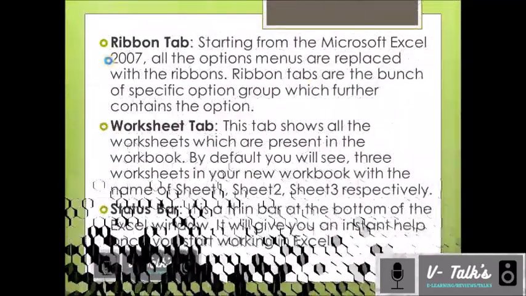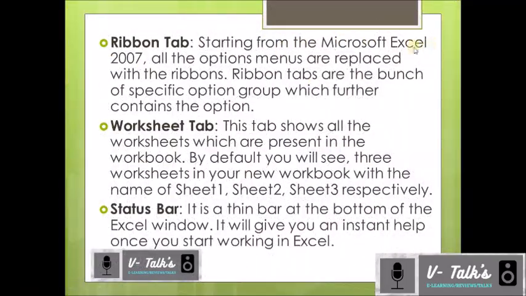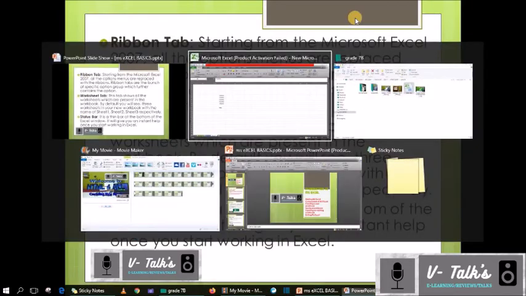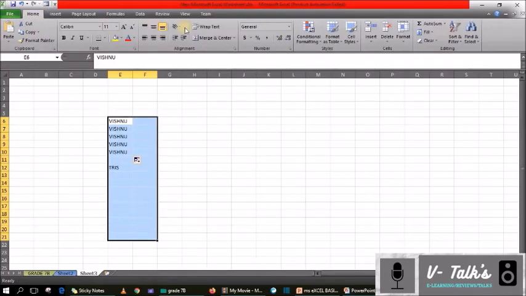Next is ribbon tab. Starting from Microsoft Excel 2007, all the option menus are replaced with the ribbons. Ribbon tabs are a bunch of specific option groups which further contain the options. So here these are ribbon tabs. We have usually file, home, insert, page layout, formulas, data, review, view, team. This many ribbon tabs are there.